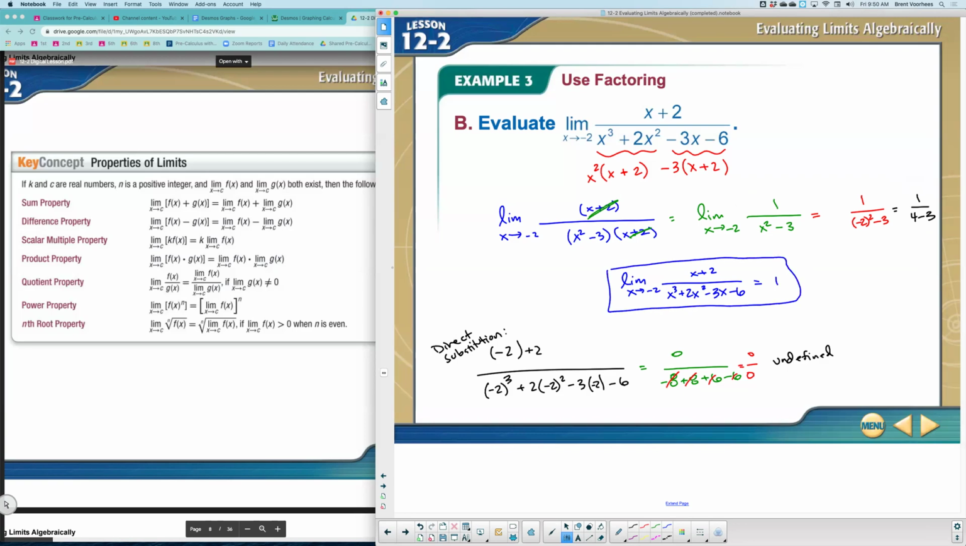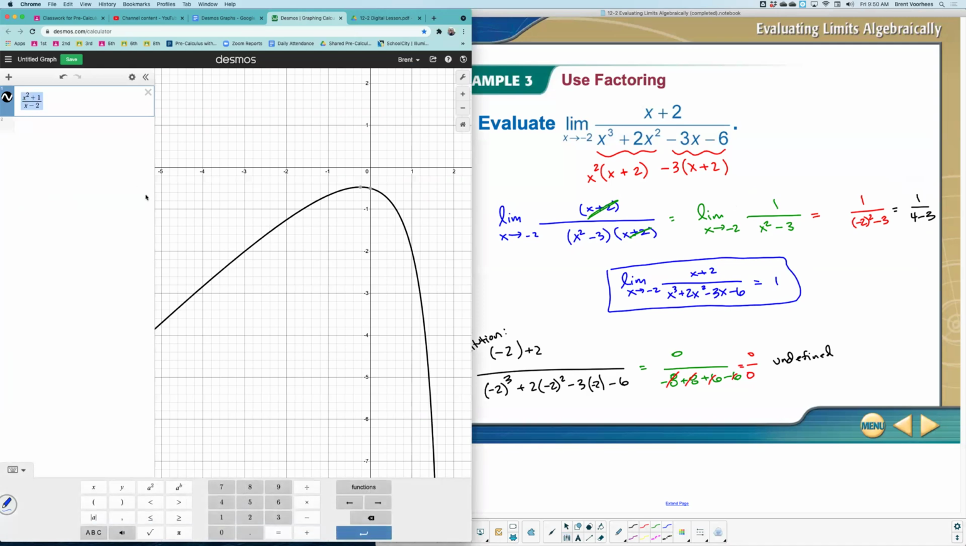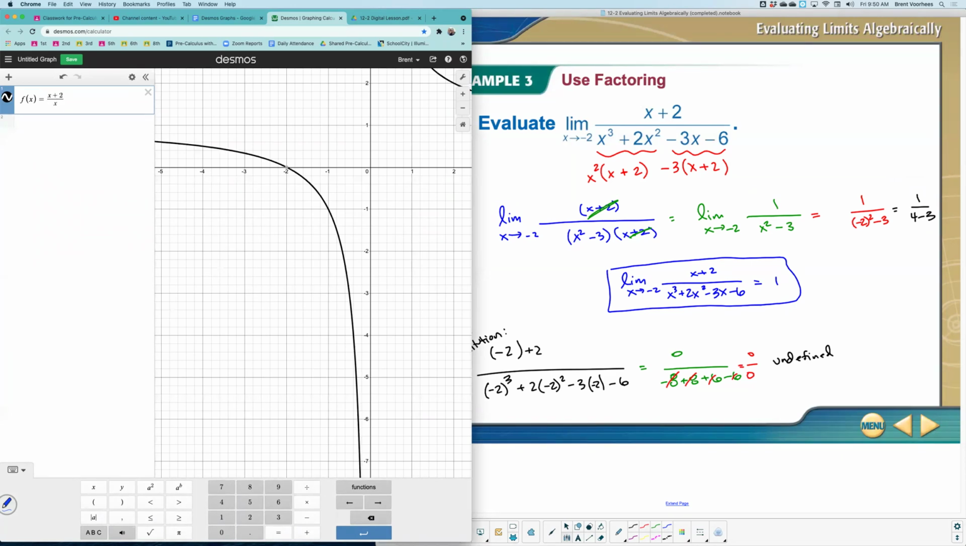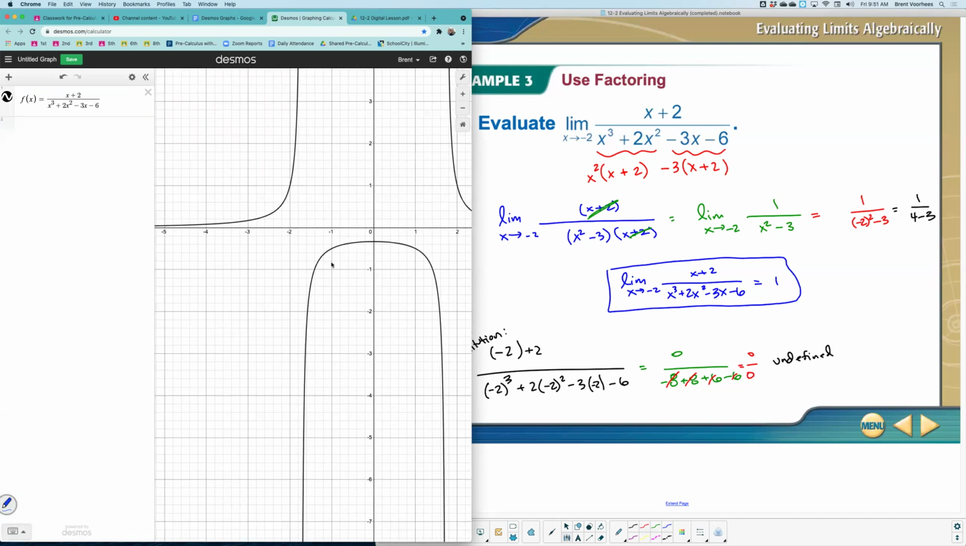Now let's graphically take a look at this picture, because that was quite a problem there. If we wanted to look at this, f of x equals x plus 2 over x cubed plus 2x squared minus 3x minus 6. And we want to close in on the value negative 2. So we're looking at what's happening as we go to negative 2. We can see here that from the left side, so I've typed this in correctly, I'm seeming to get a graph that's not in agreement.